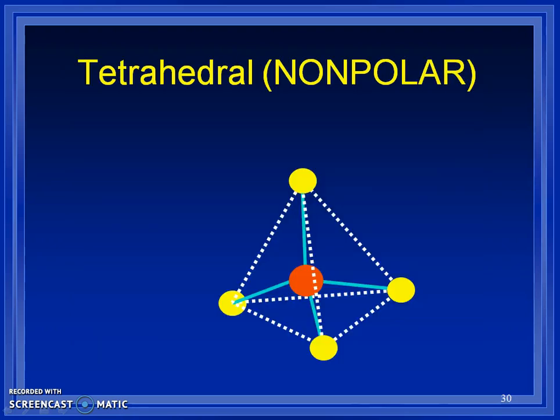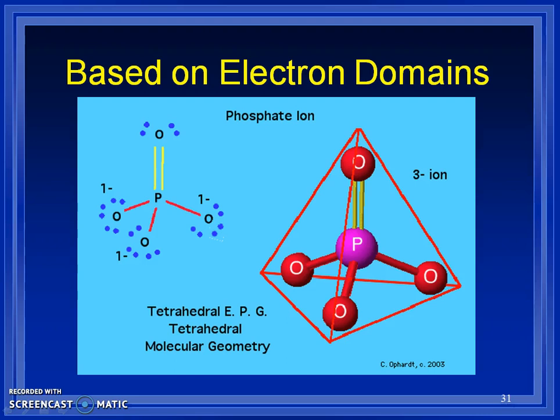Okay. How about a tetrahedral? Again, nonpolar because you have 4 atoms pulling on that central element, and so they all have the same pull. So if we look at a phosphate ion, again, you have 4 electron domains, so it's a tetrahedral. There are 4 bonds, so a single bond and a double bond means it's still a bond, okay? It means it's still an electron domain. So all 4 of those oxygen atoms are pulling on that phosphorus atom in the middle very, very equally. So it is nonpolar.